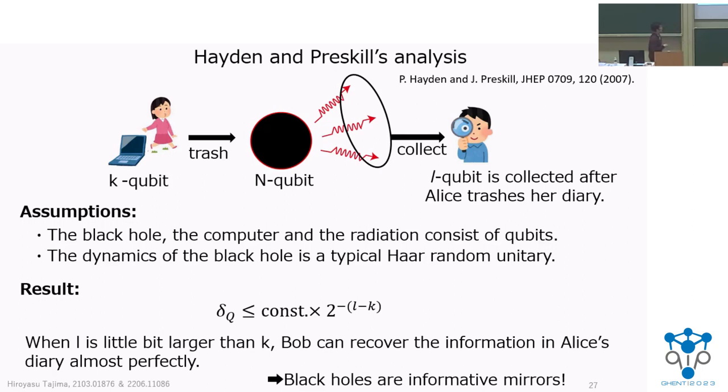Here, L is the number of qubits collected after Alice trashes her diary, and K is the size of the information in Alice's diary. So this inequality says when L is a little bit larger than K, Bob can recover the information in Alice's diary almost perfectly. So they say black holes are information mirrors.